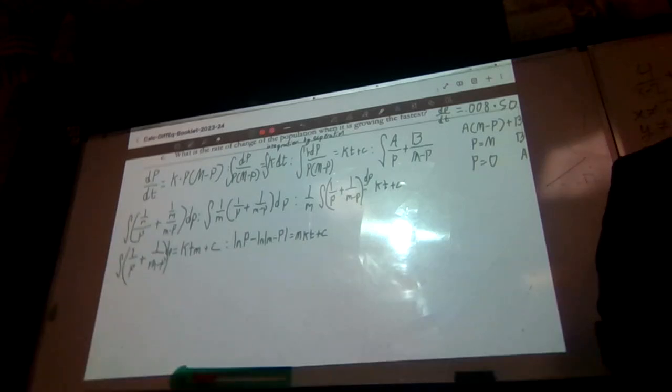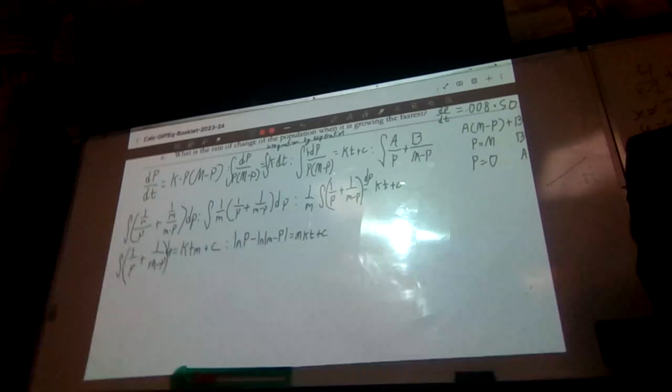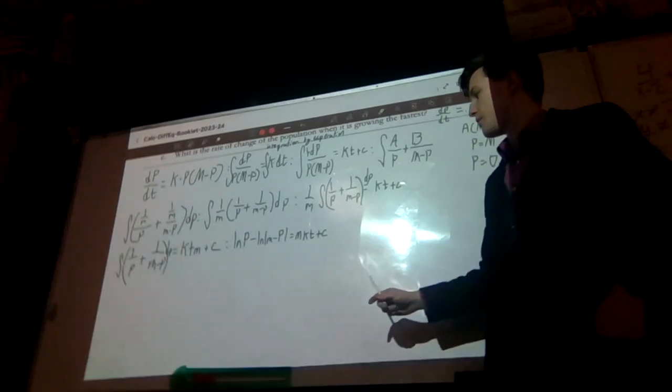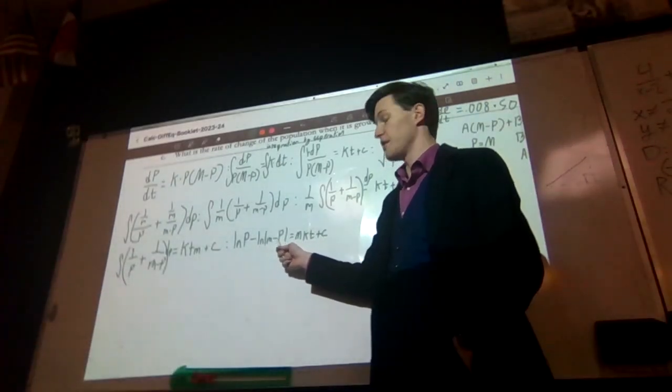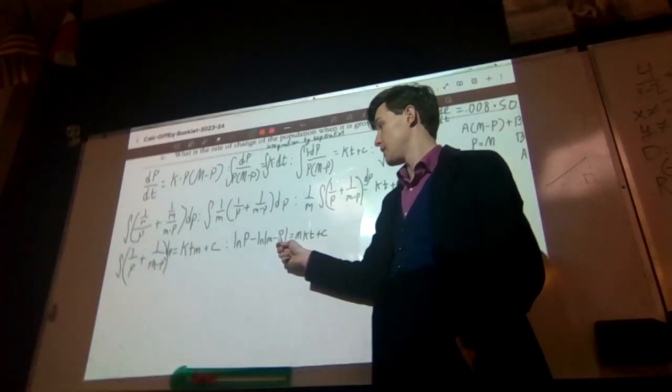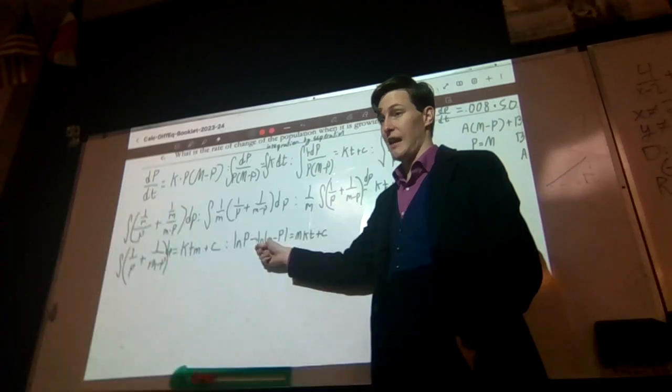Wait, so how did we get the minus 1 then? Or like the negative ln m minus p? How do we get this? Yeah, why is it the negative? Because what's the derivative of this in here? We get a negative 1. The negative 1 then goes on the outside.